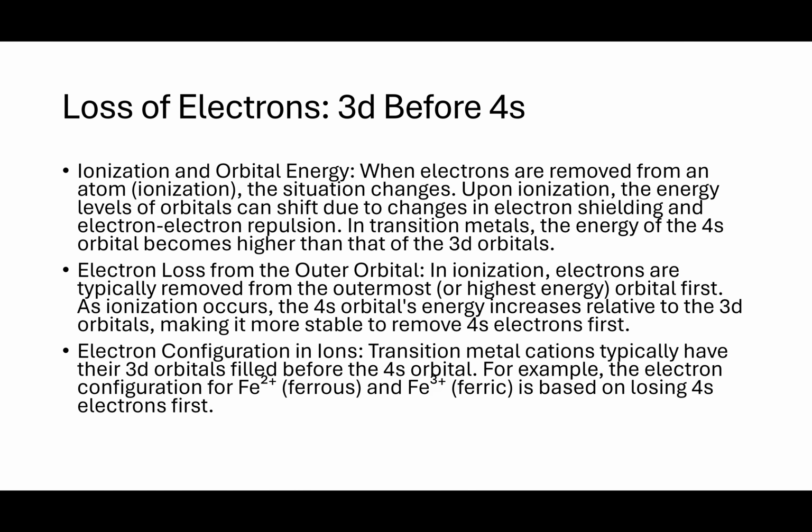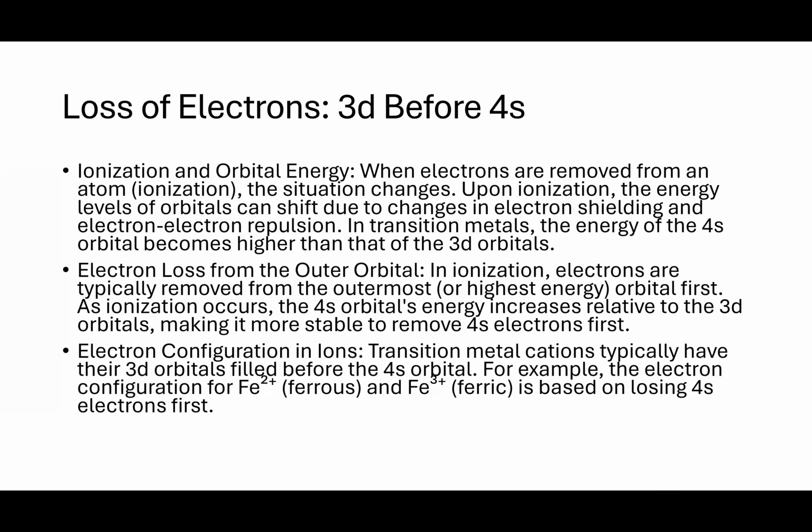All right, so let's have a look at this. That is exactly what we do. We're looking at the information here first, the first point, and now the second point: electrons lost from the outer orbital. In ionization, electrons are typically removed from the outermost or the highest energy orbital shell.